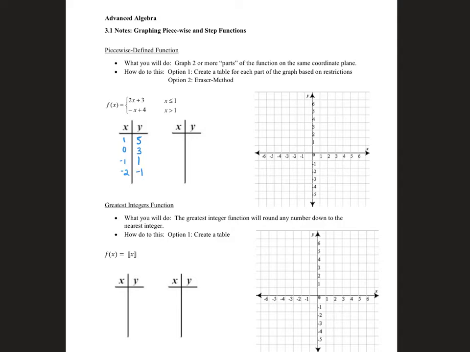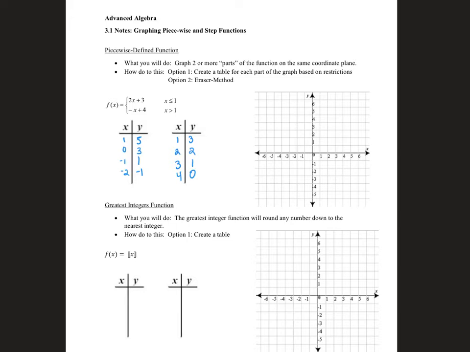Now I'm going to do that same process, but with the second function of this piecewise function, negative x plus 4, where x has to be greater than 1. So I'm going to start with 1. Negative 1 plus 4 is 3. I'm going to then go bigger since I need values for x that are greater than 1. So 2. Negative 2 plus 4 is 2. 3. Negative 3 plus 4 is 1. 4. Negative 4 plus 4 is 0. And now we can go ahead and plot these points.